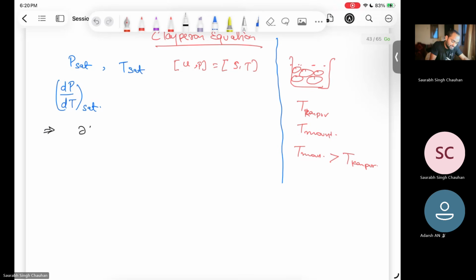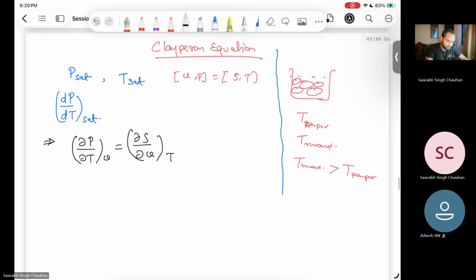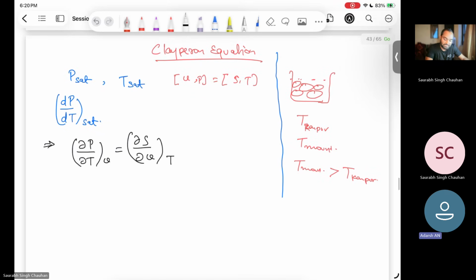So there is a Maxwell equation: del P by del T at constant volume is equal to del S by del V at constant temperature. Is it one of the Maxwell equations? Hello? Yes, sir.